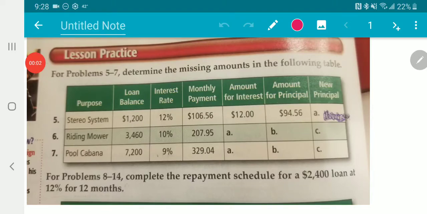Good morning, class. Mr. Pariksi here, and we are just going over the homework from 8-4 and 8-5. So starting out for problems 5 to 7, determine the missing amounts in the following tables.